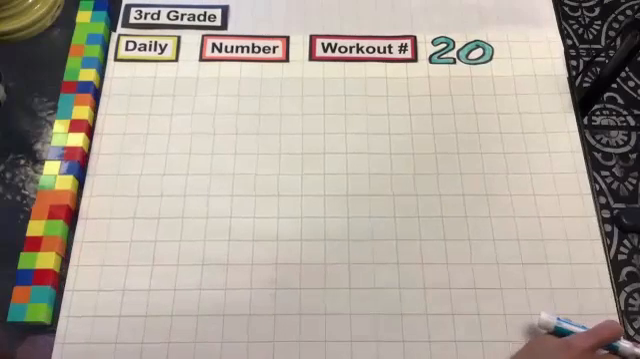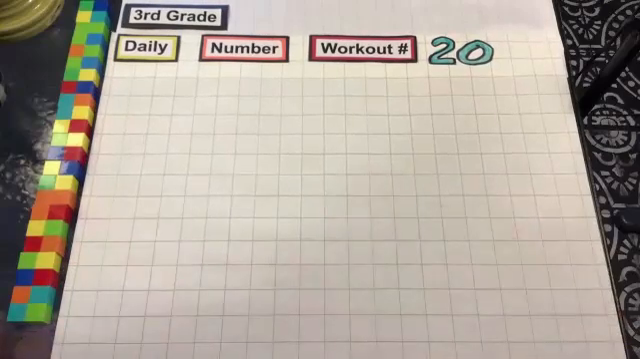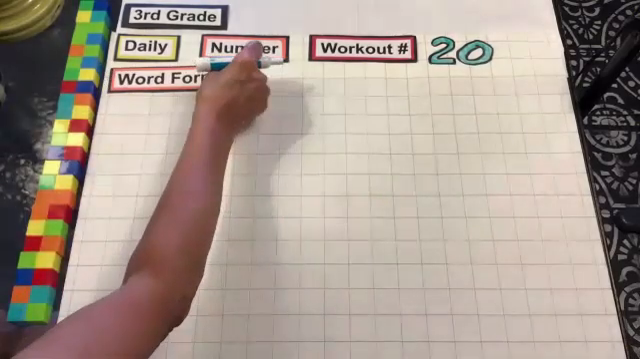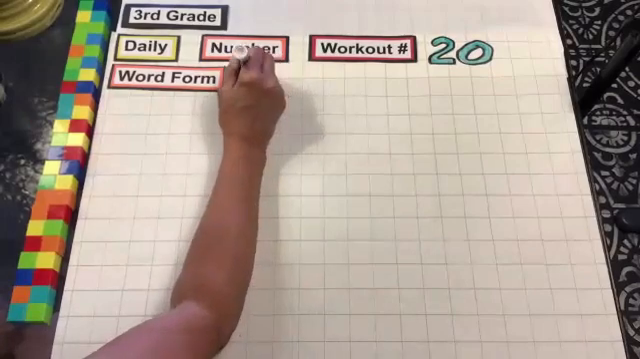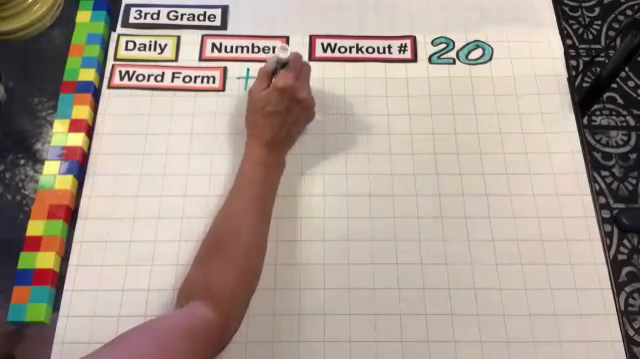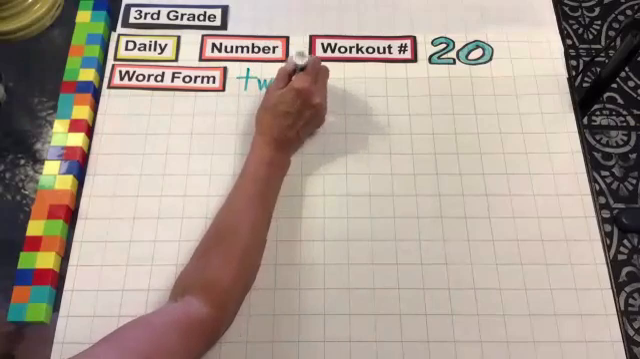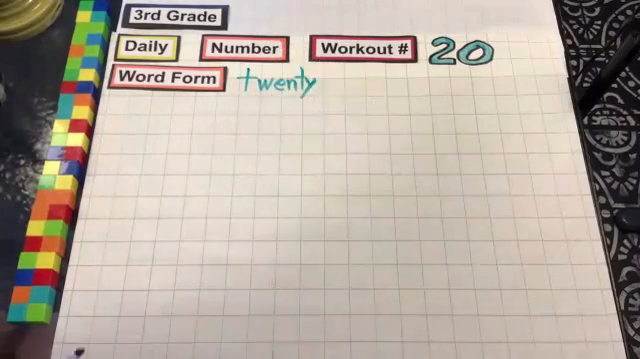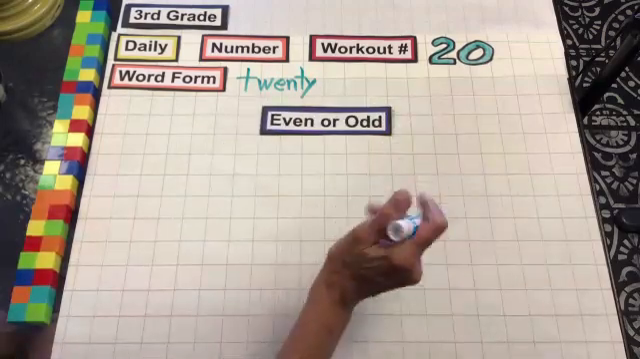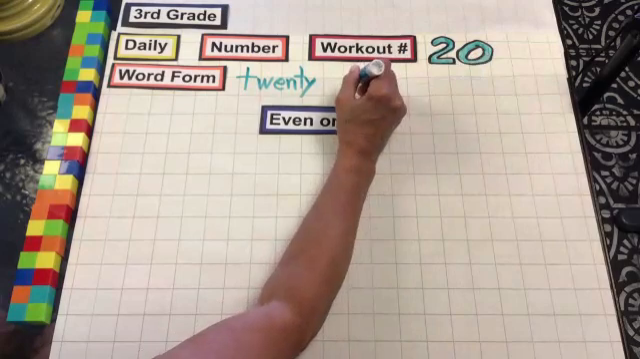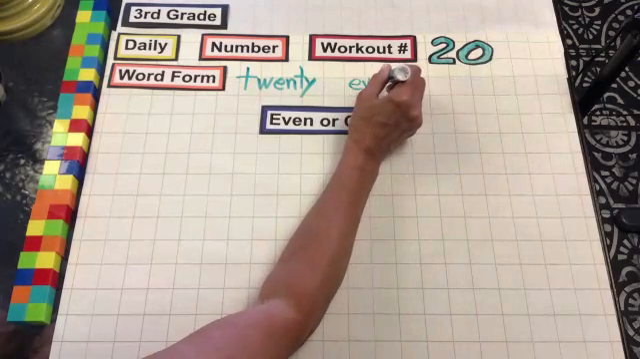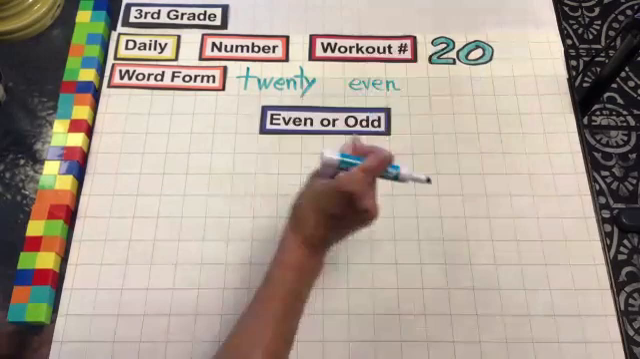Today we are on the number 20. So let's start off. Hopefully you're all done with yours and you're just checking your work. We're going to start off with the word form, 20. And deciding on whether it is even or odd, we look at the ones place and it's a 0. So that would be even. 0, 2, 4, 6, 8 are even.